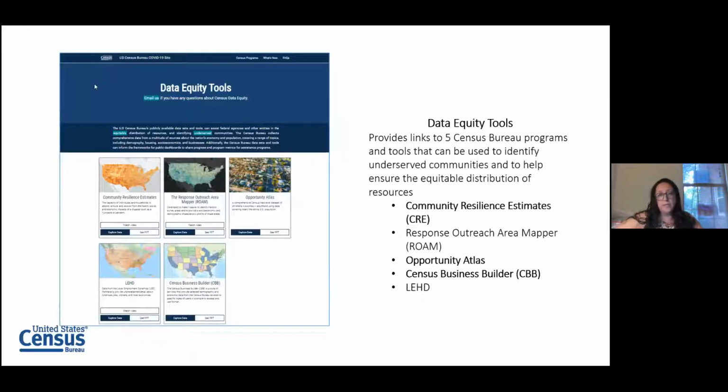So the data, this is a screenshot of the data equity tools portal. As I mentioned earlier, it provides links to 5 Census Bureau programs and tools that can be used to identify underserved communities and help ensure the equitable distribution of resources. You can see I've highlighted the 3. I'll give you a quick run through of today. I'll obviously spend more time on CBB, but I'll show you very quickly Community Resilience Estimates and Opportunity Atlas. And I encourage you to check out all the apps on the Data Equity Tools page.